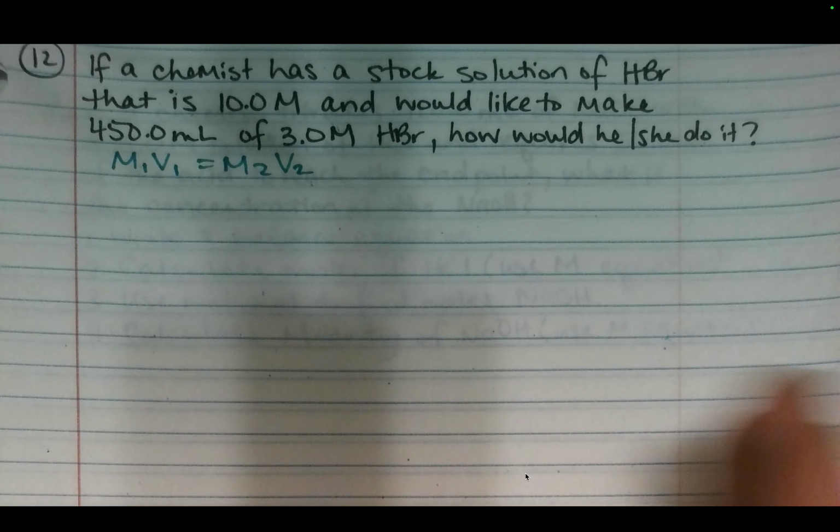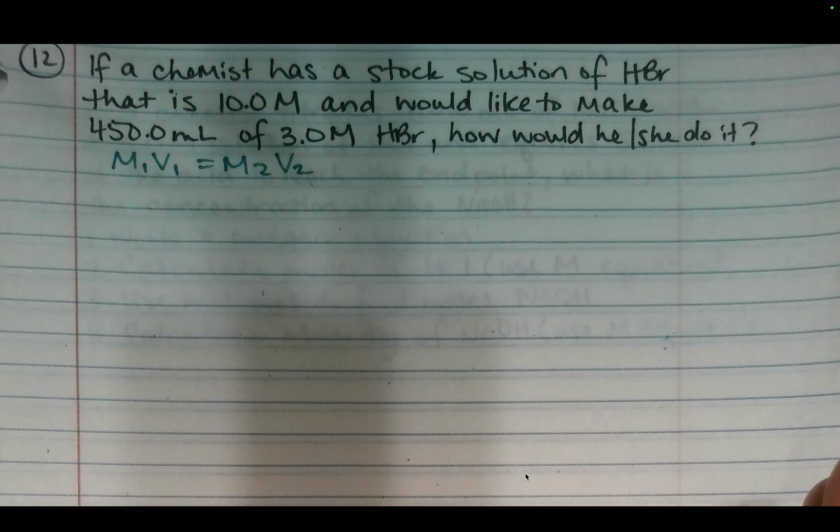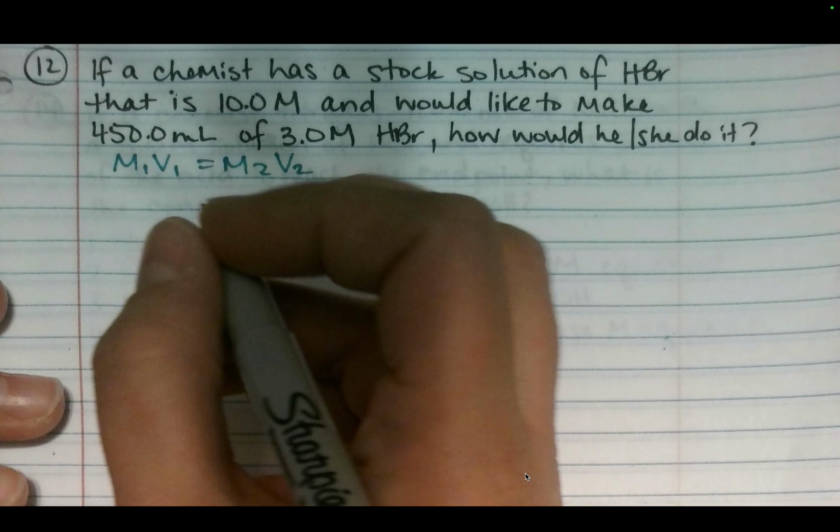So identify what you're given and what you're trying to solve for. A lot of these questions are worded like, how would he or she do it? And it wants you to solve for one of those, and then say you would add this much of this, whatever. On your test, it's just going to ask you to solve for the missing variable.